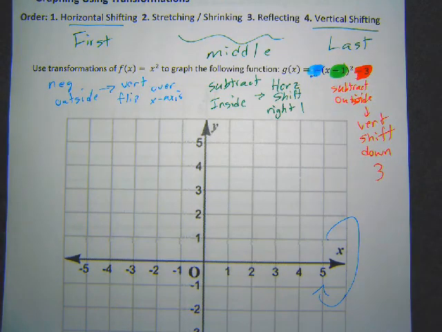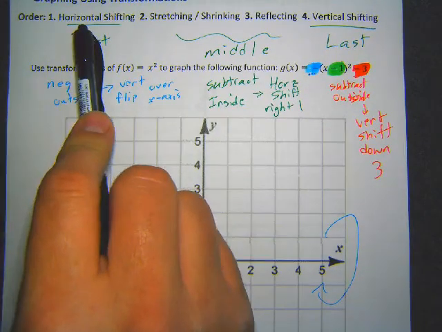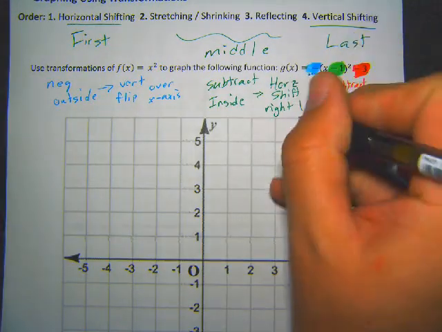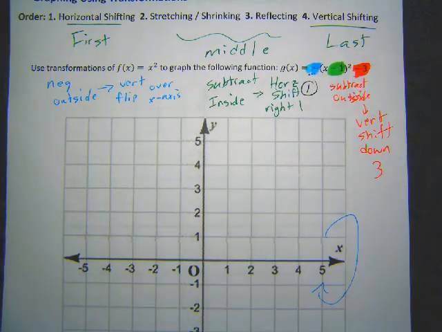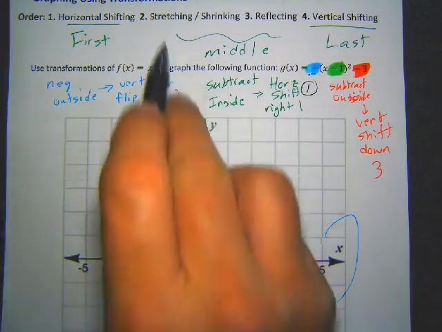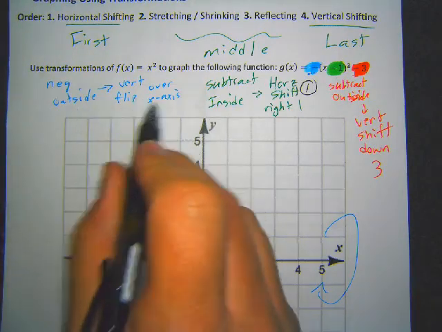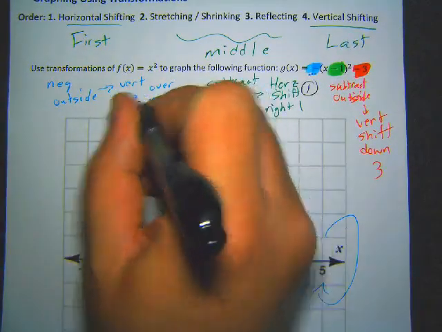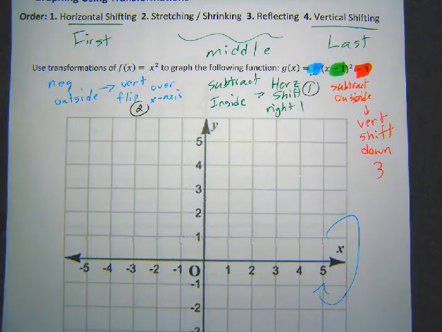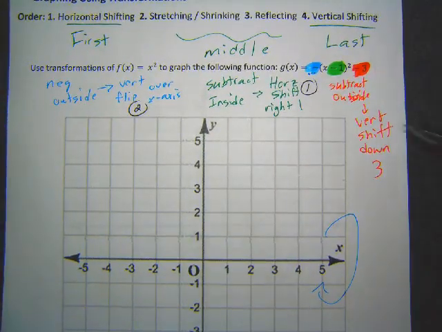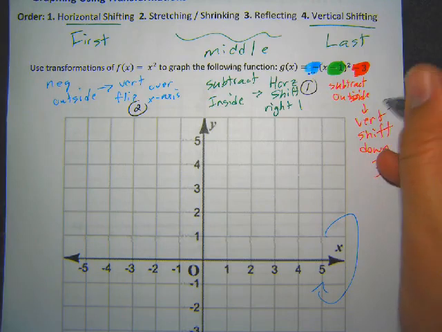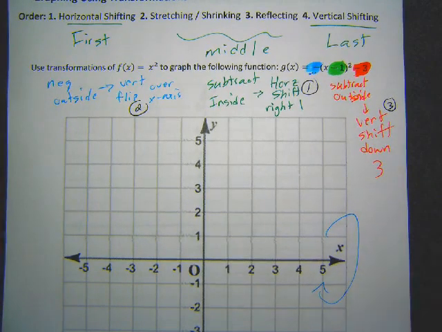Okay, now that we got those three figured out, let's think about the order. We said the first thing we do is horizontal shift. So this is going to be my first step. Second thing is a stretch, shrink, or reflection. I don't have any stretch or shrink, but I do have a vertical flip, so this is step 2. Last step is your vertical shift, so that's our third step. That's the order I'm going to do this in.